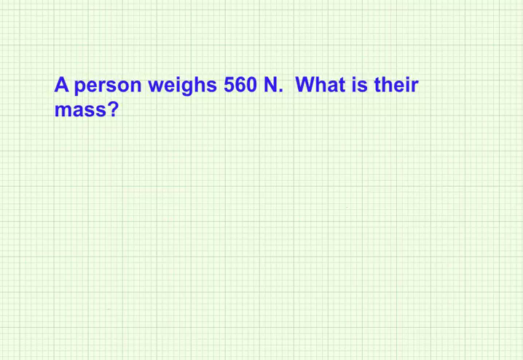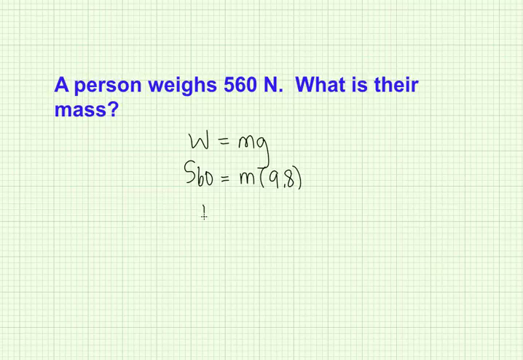The first example is when you know the object's weight. A person weighs 560 newtons, and we want to find the mass. The weight, which is the gravitational force, equals mg. So 560 newtons equals your mass times g. Unless you're told otherwise, assume you're on Earth, so gravity has a value of 9.8. Solving for mass gives us 57.1 kilograms.